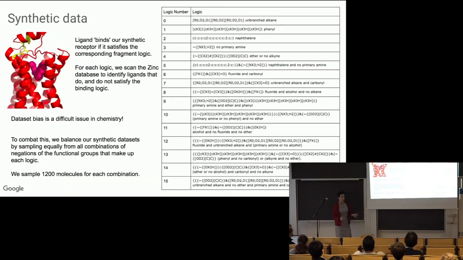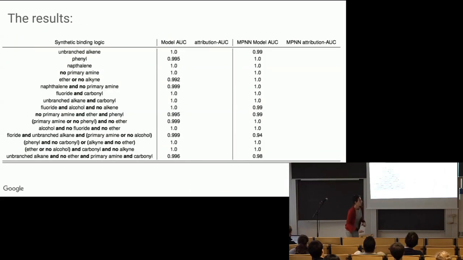We wanted this to be an ideal case. And we're going to sample 1,200 molecules for each combination, which meant that we end up with really quite large data sets. So we have all of this data. We train models on these data sets. There are 16 data sets. We're going to train both graph convolutional models and MPNN models. And it turns out that, as you might expect, this is quite an easy task.